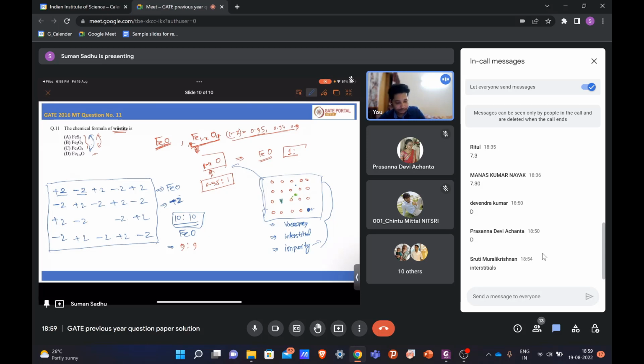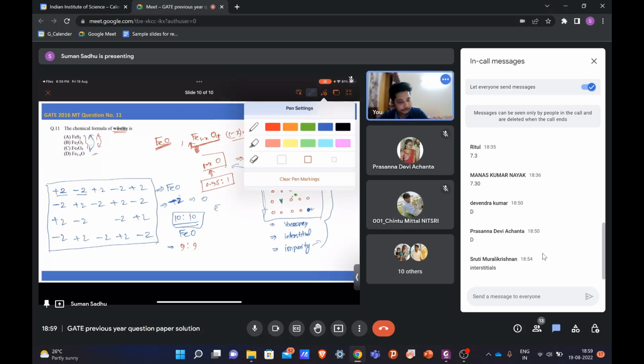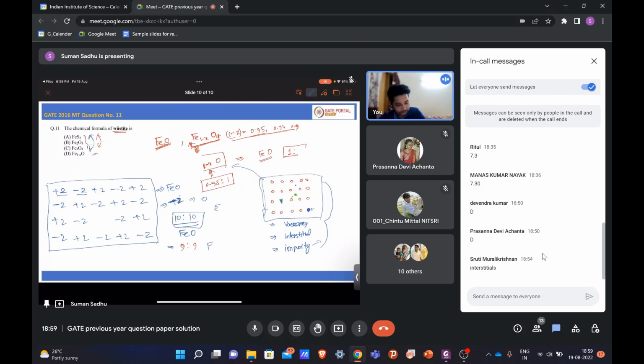So how do we compensate this extra 2 negative charge? How to make it zero? You have to remove electrons. Now you know that iron has two different types of valency: one is plus 2 and another is plus 3, right?